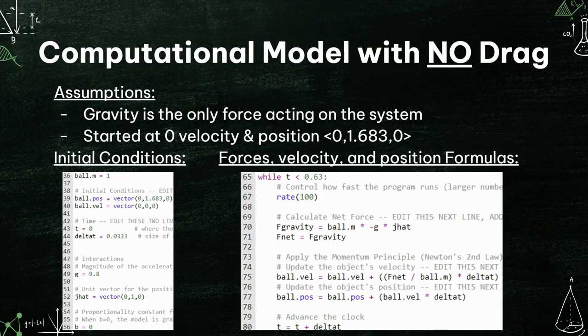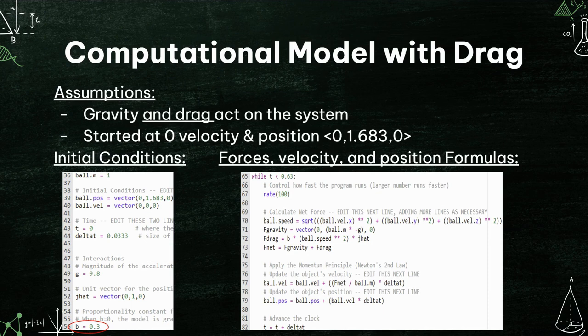Computational model with no drag. Assumptions. Gravity is the only force acting on the system, and it started at zero velocity in position 0, 1.683, 0. Here is the code for the initial conditions, where b equals 0, and here's the code for the forces, velocity, and position formulas, where the force of gravity equals the mass times negative g times j hat, and the net force only equals the force of gravity.